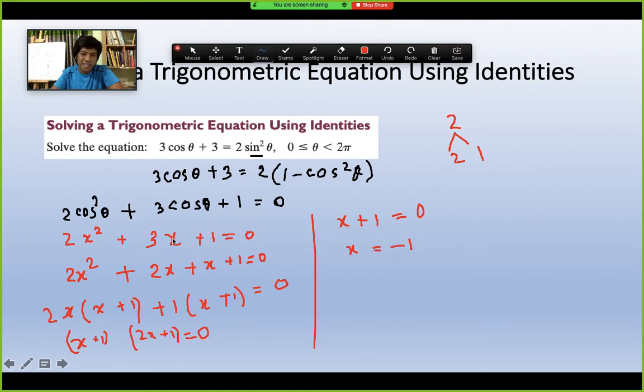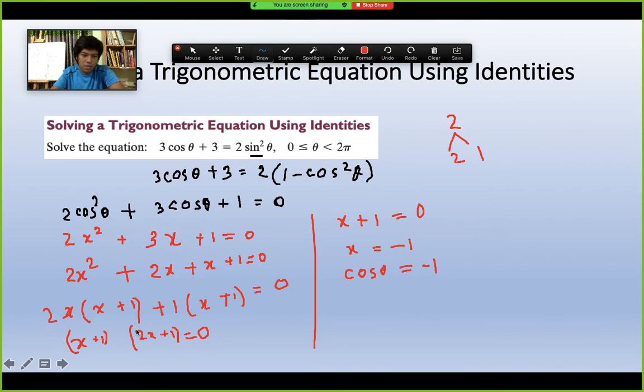But you see, this x is not actually x, this x is cos theta. So basically this is cos theta. So cos theta equals to minus 1. This is one thing we have.